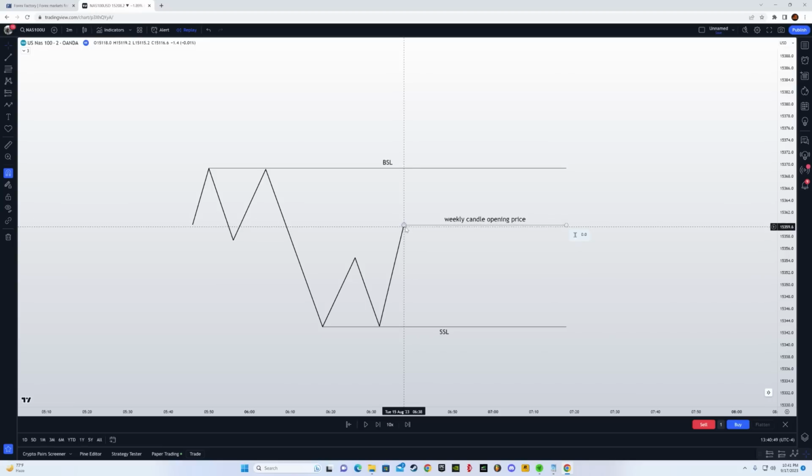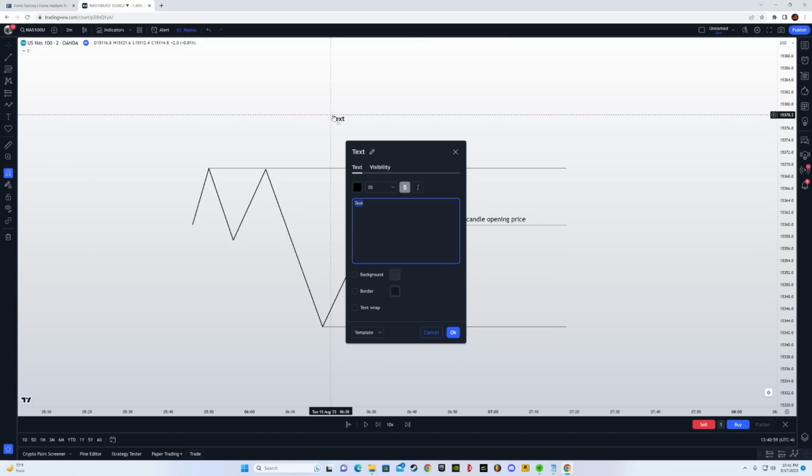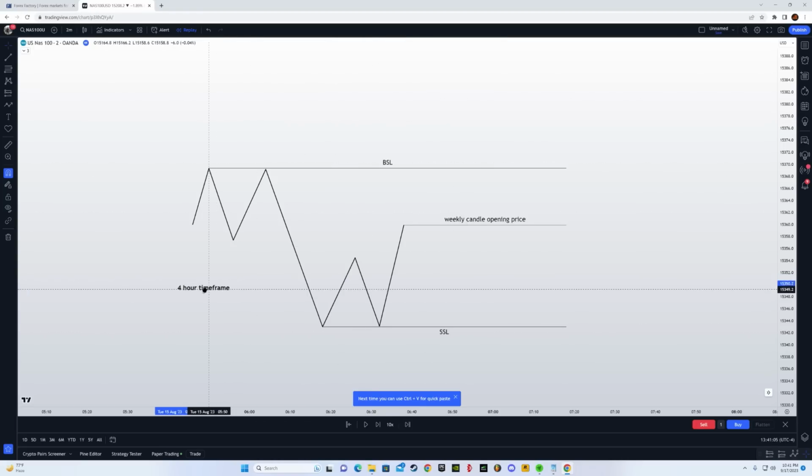Now, once you have the opening price of the weekly candle, you have to look for buy side liquidity and sell side liquidity on the 4-hour time frame. So you would be looking for buy side and sell side on the 4-hour time frame. Okay, so I have marked out the buy side liquidity here, and then we have the sell side liquidity here. Okay, so that is step number 1 done.